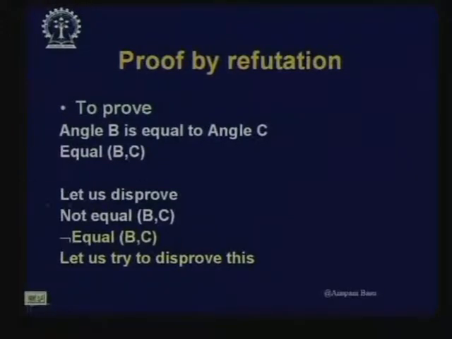So, we try to disprove not equal BC. Our goal or objective is to prove this equal BC. So, we start with not equal BC and we try to disprove it. We take the clausal form of the negation of the goal, and try to disprove it. That is our approach.